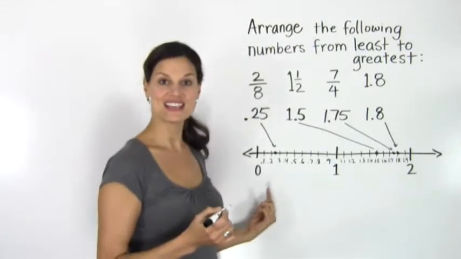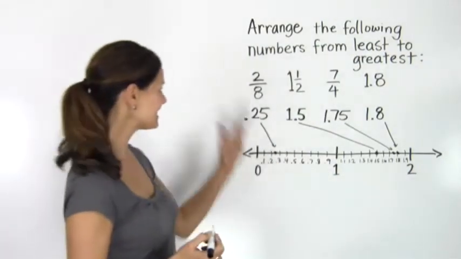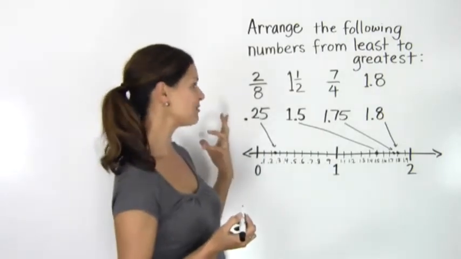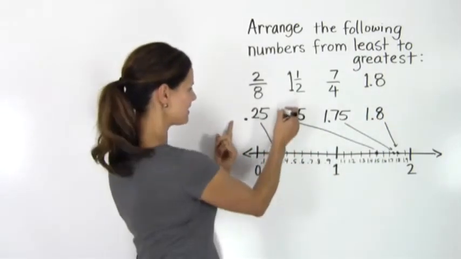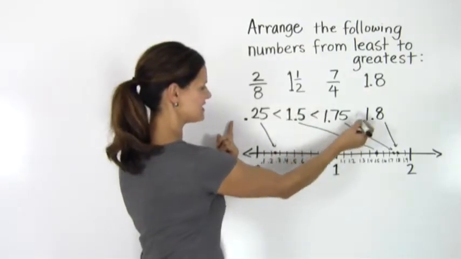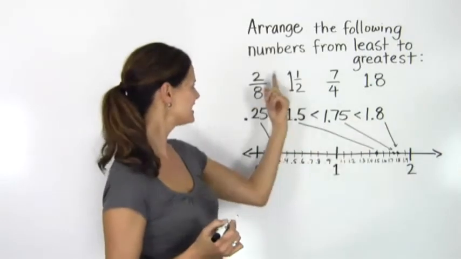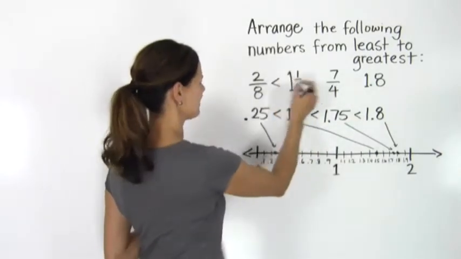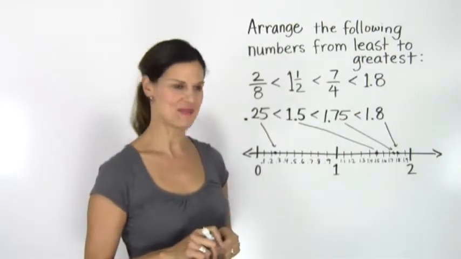So as our numbers increase from left to right on a number line, we can see that these are actually already in order from least to greatest. 0.25 is less than 1.5, is less than 1.75, is less than 1.8. And so I can do the same up here in the problem as it was presented to me.